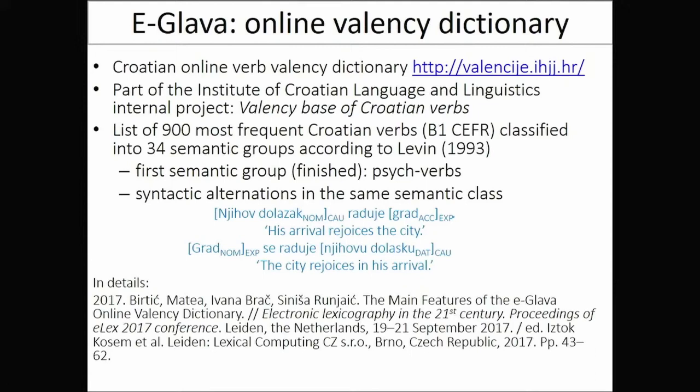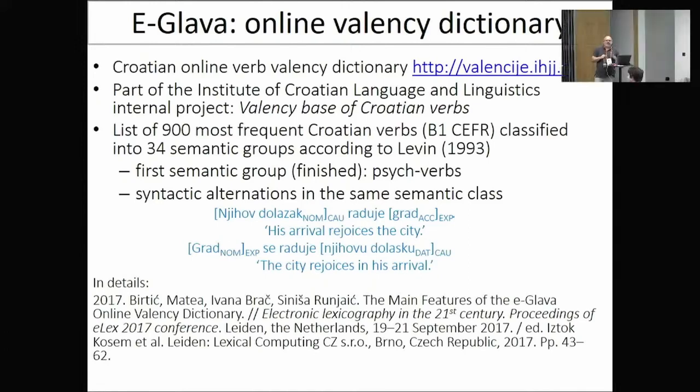All those details about the valency dictionary itself, e-glava, you can find in older Alex proceedings from 2017 in detail, so I won't be talking so much about them. Just this part, which is connected to our next project, which is a repository for argument and adjunct distinction.